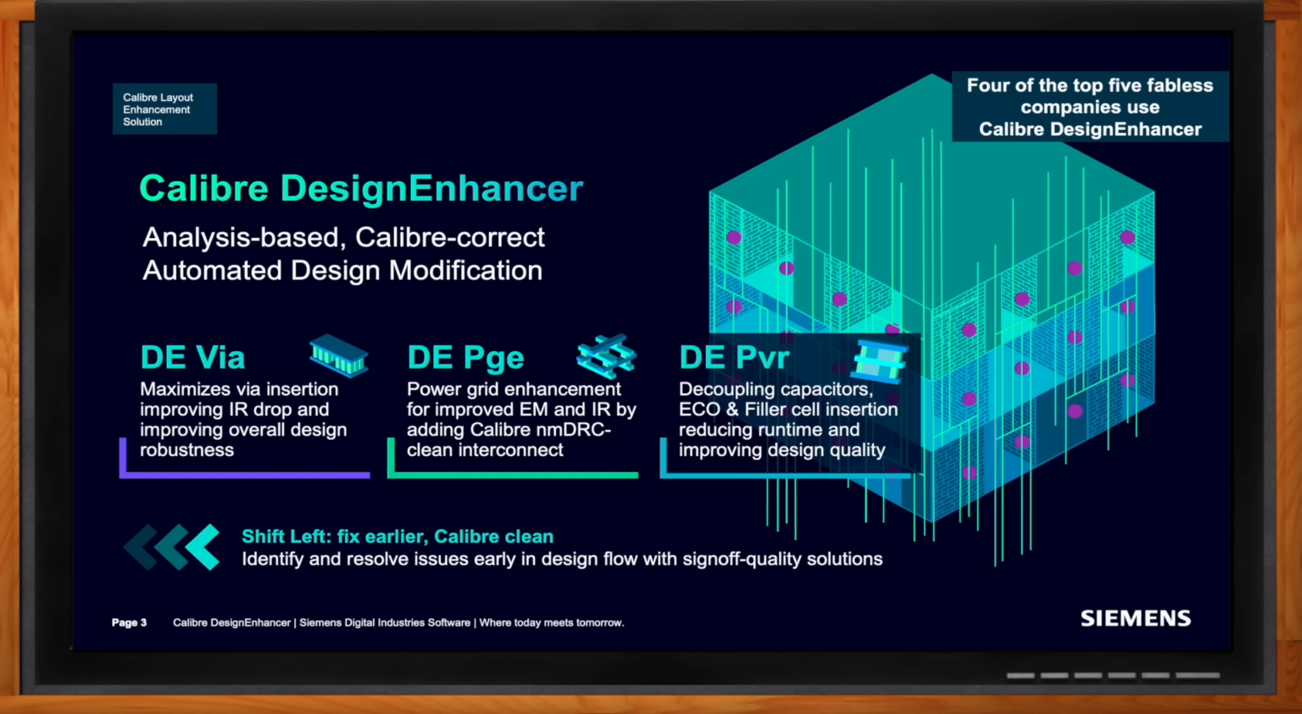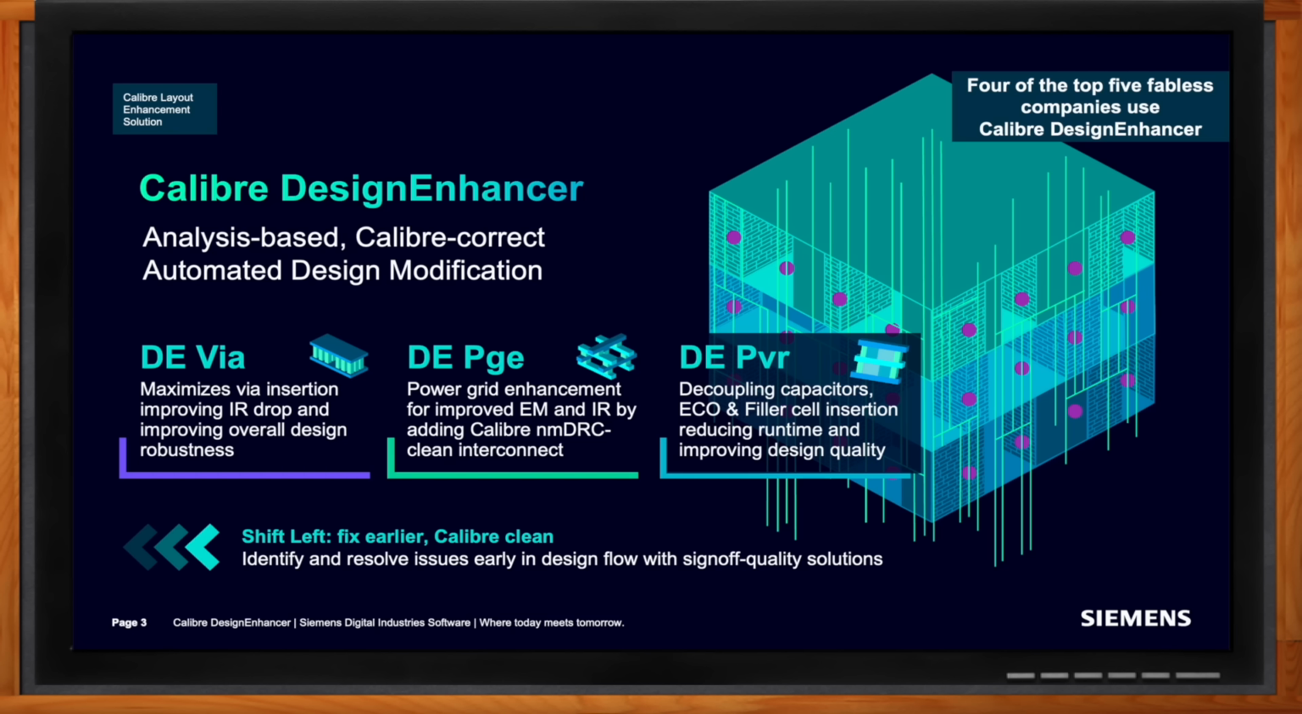One of the great things is that even though we just announced this a year ago, 4 of the top 5 fabless companies are already using Calibre Design Enhancer in production, and we're in a very active evaluation with the 5th one, as well as a number of other customers that don't make the top 5. That's pretty much what's in Design Enhancer.